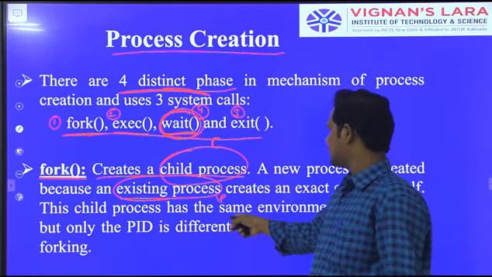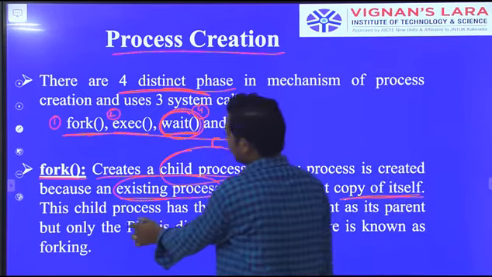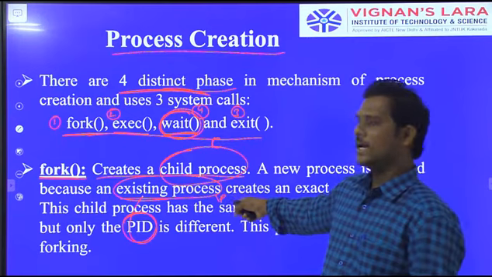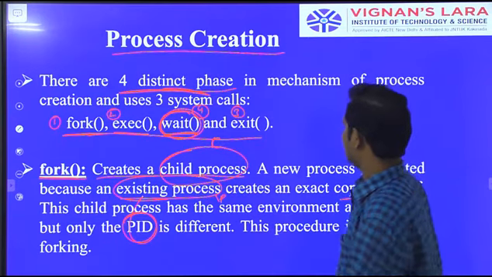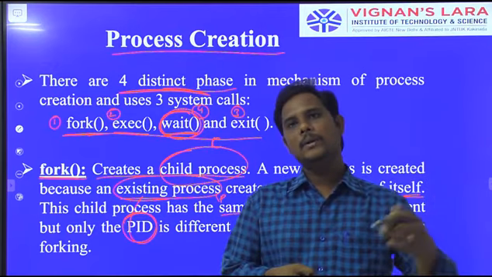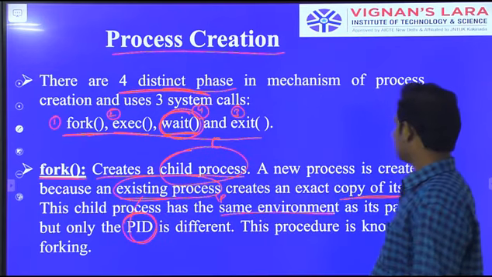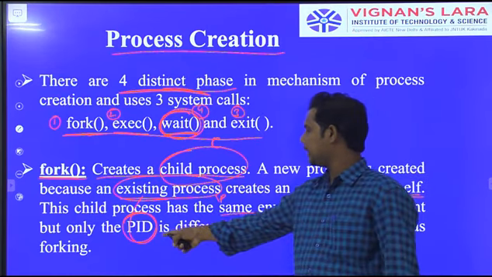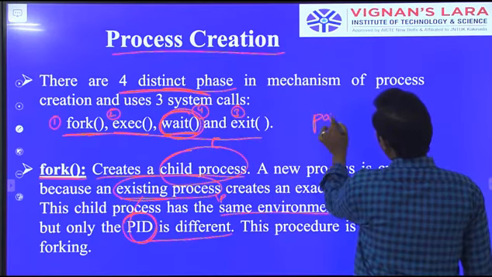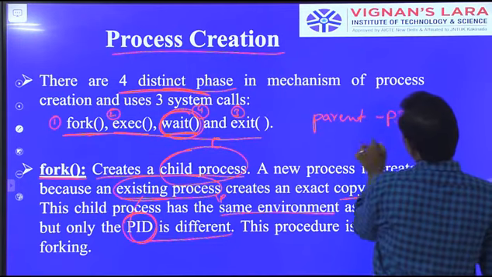The child process has the same environment as the parent, but only the PID, the process ID, is different. PID means process ID. Whatever environment the parent follows, the child process also follows the same environment. Only the PID is different: the parent PID is different, the child PID is different.